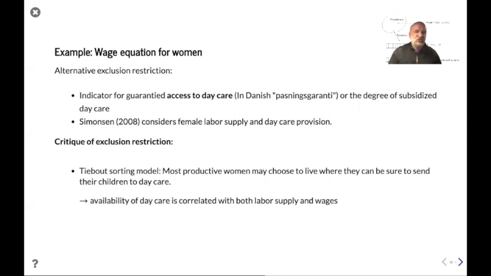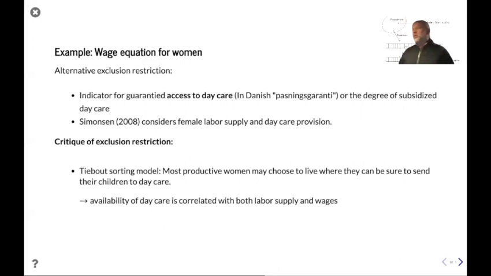Another exclusive restriction that's also been applied, I think Marianne Simonsen used that many years ago, was an indicator for access to daycare. In Danish it was called pasningsgrænse. That varies across different regions of Denmark, different municipalities, and so some would have this guaranteed daycare, whereas other people living in other places would not. Or it could be the degree of subsidized daycare.